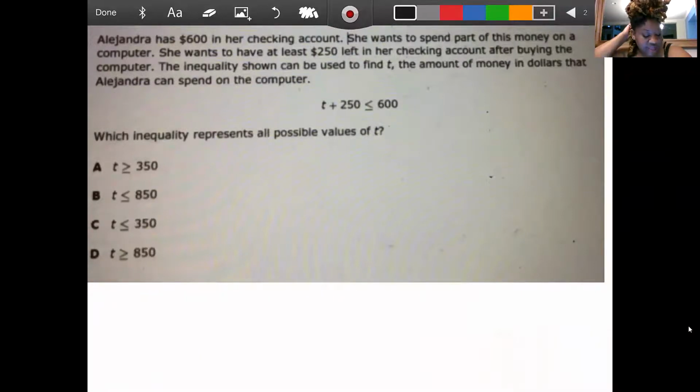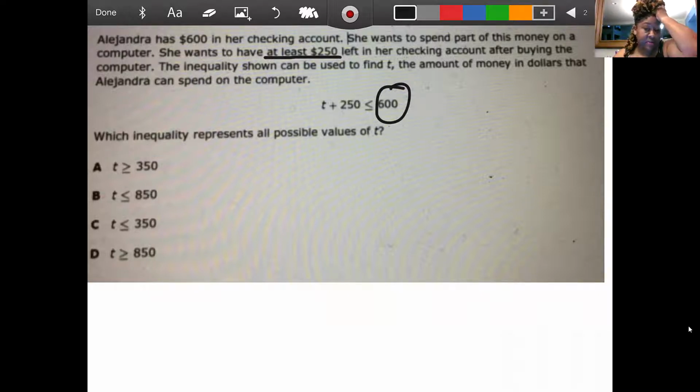Next, Alejandra had $600 in her checking account. So this is where you have a story and you create an equation. It's already done for you, but just so you'll know how it looks. She wants to spend part of this money on a computer. She wants to have at least $250 left in her checking account after buying the computer. So T is the amount of the computer, $250 is what she wants to have left, and she has a total of $600.